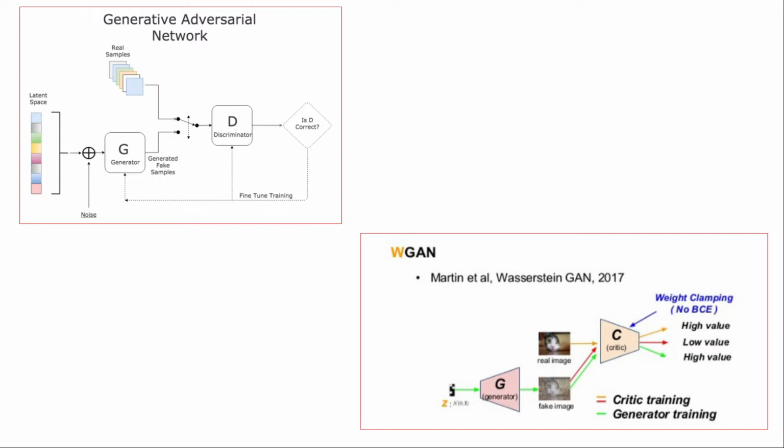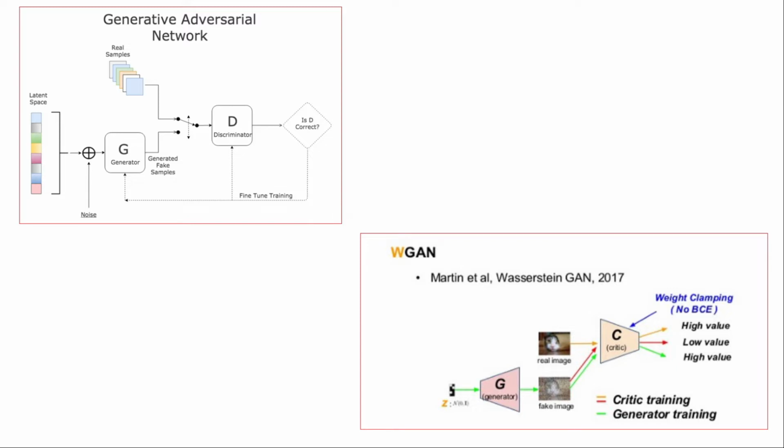So in WGAN, instead of using the discriminator to classify or predict the probability of generated images as being real or fake, the WGAN replaces the discriminator model with a critic that scores the realness or fakeness of a given image. So basically, the discriminator of WGAN just outputs a number, a score.